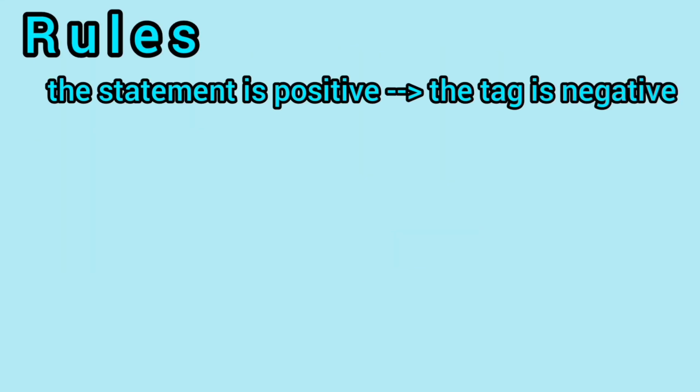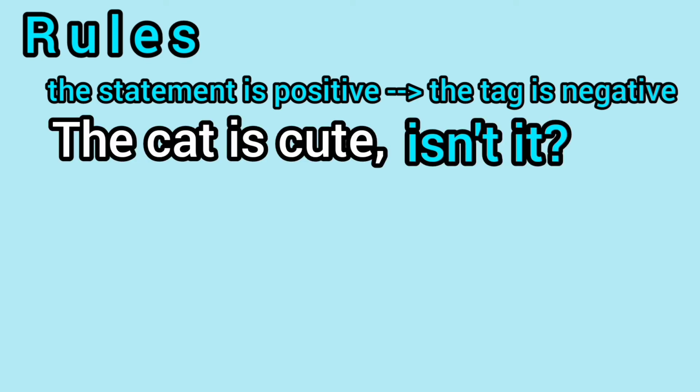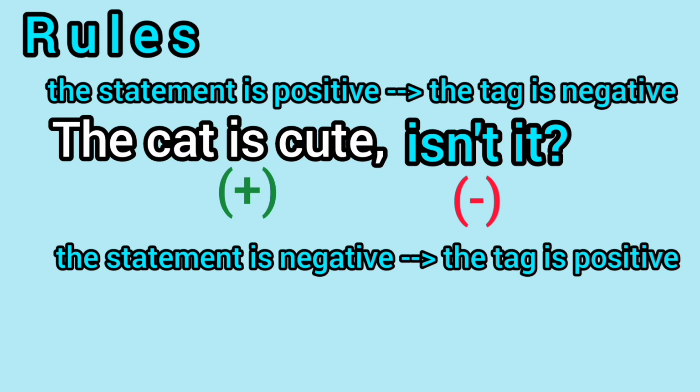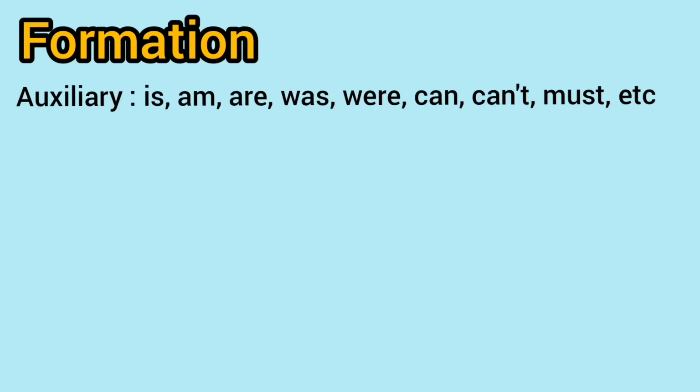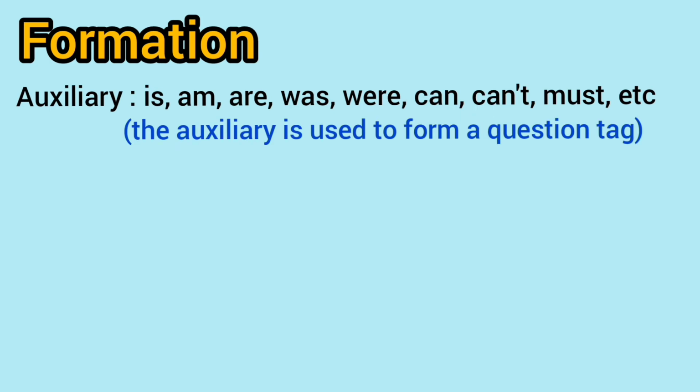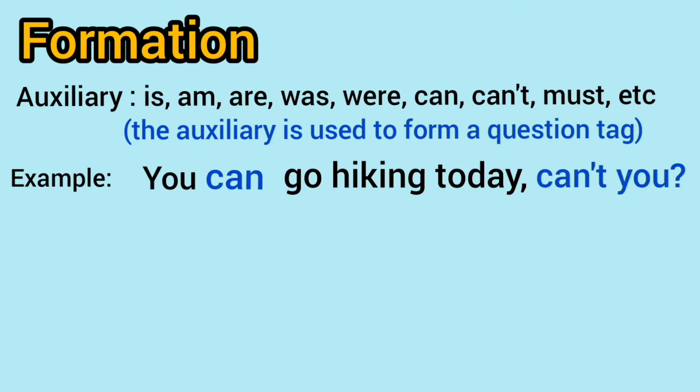There are rules in using question tag. Like this one. The first rule is this. If the statement is positive, then the tag is negative. The second rule is, if the statement is negative, then we use the opposite. We use a positive question tag. Next is the formation. If there is an auxiliary verb, just like don't, is, didn't, was, hadn't, am, are, etc., in the statement, we use it to form the question tag.